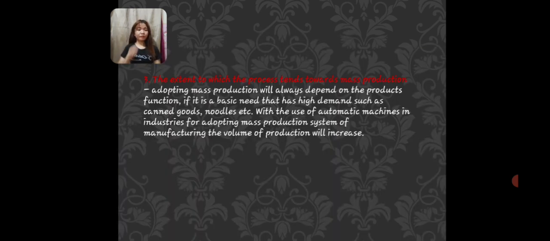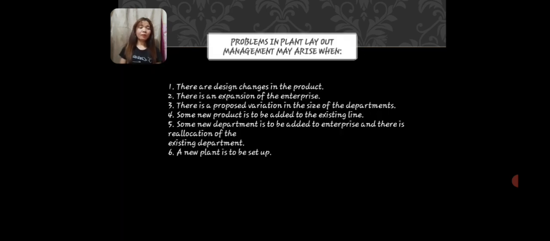Okay, next. Number 3 is the extent to which the process tends toward mass production. Adopting mass production will always depend on the product's function. If it is a basic need that has high demand such as canned goods, noodles, etc. With the use of automatic machines in the industries for adopting a mass production system of manufacturing, the volume of production will increase.